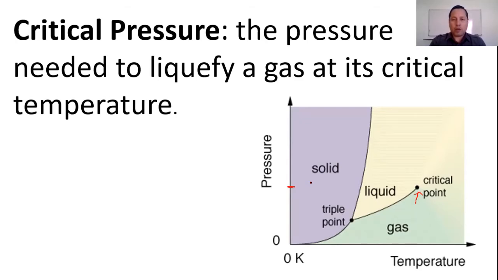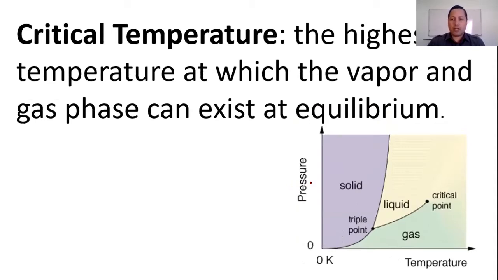Follow up that one with critical temperature. Again, we're going to look at the critical point here. And there it is. And if we go straight down, here's the temperature. Now that temperature, once you go beyond it, you always have the substance in the gas phase. So it says the highest temperature at which the vapor and gas phase can exist in equilibrium. After that, you always have a gas.